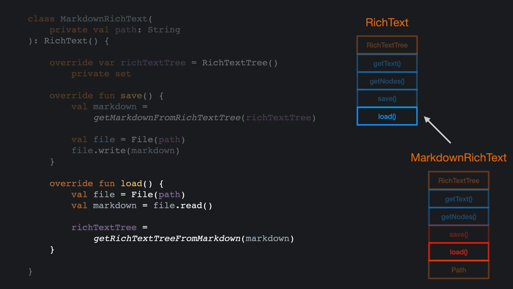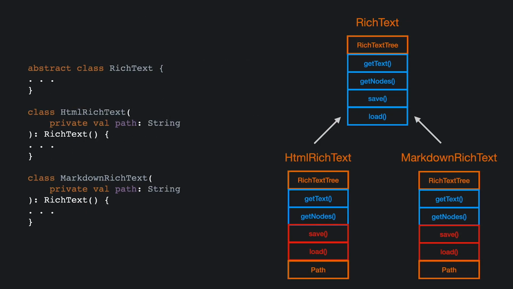And for the load method, we are getting the markdown string from the markdown file and we are converting it into a rich text tree and setting it into the variable that we have. And now we have those two classes, HtmlRichText and MarkdownRichText, ready to use to save and load data from and to a file. And with inheritance, we are sharing everything from the RichText abstract class with other classes. So we can use the getText or getNodes from the HtmlRichText or the MarkdownRichText, which help us reducing the duplication of code.